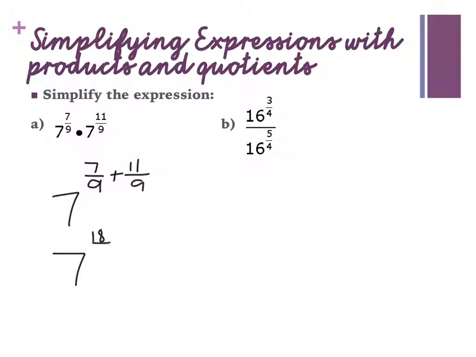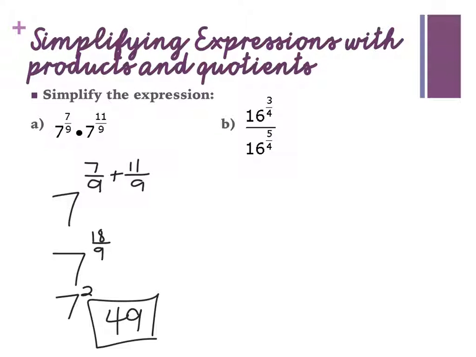What is 18/9 reduced to? 2nd power. And what is 7 squared? 49. So when you're multiplying, you're going to add the exponents and then keep going until you can't go any further.